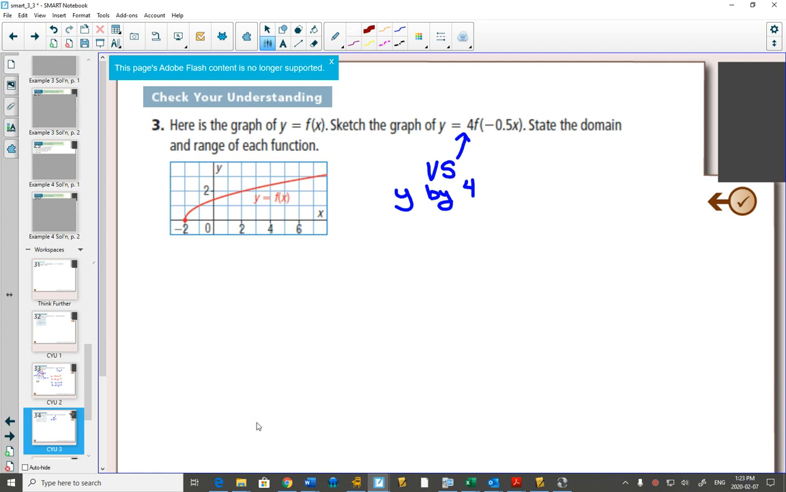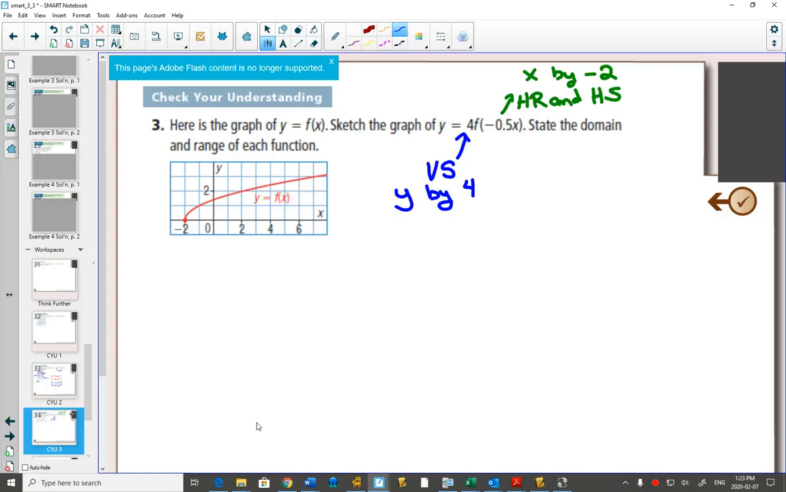On the inside, I have a negative 1/2. Well, the negative is a horizontal reflection, and the half would be a horizontal stretch. Why? Because you're going to multiply your x value by the reciprocal. Half is 1 over 2, the reciprocal would be 2 over 1. So we multiply x by negative 2.